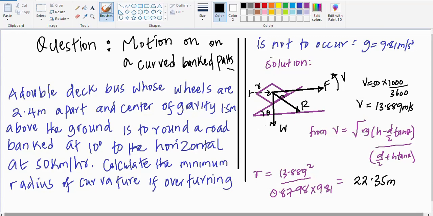If you have not seen how to derive this formula, I will share the link in the description so that you can follow it up and see how we derive this expression. Now, to substitute the information, first I need to square both sides. When I square both sides, the square root and the square cancel, so that I have v squared equal to r g times (h minus d over 2 tan theta) everything over (d over 2 plus h tan theta). Then I substitute in our values.